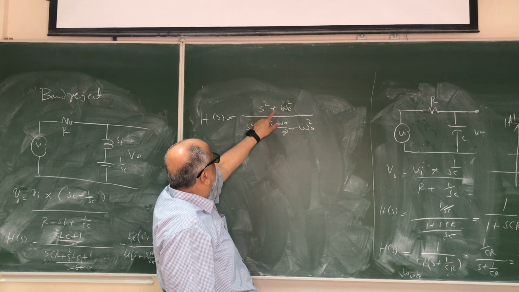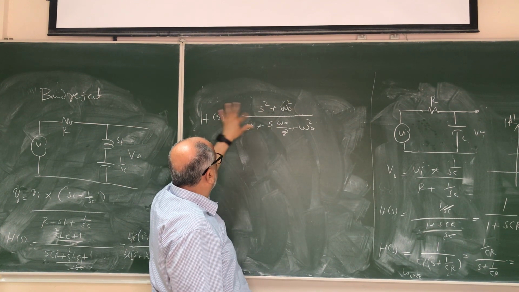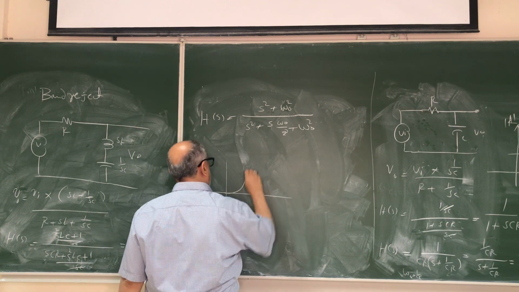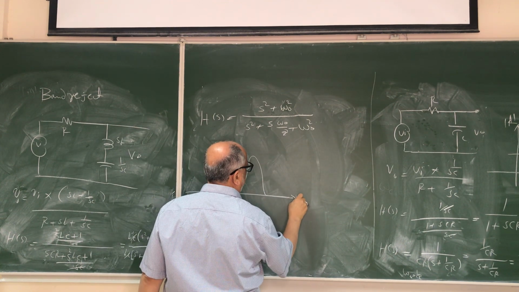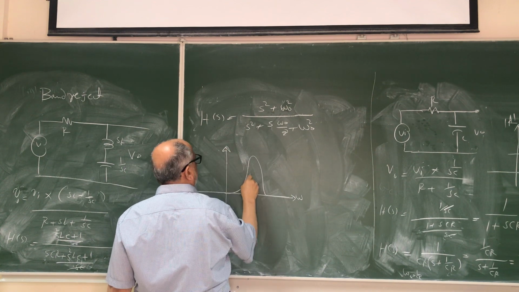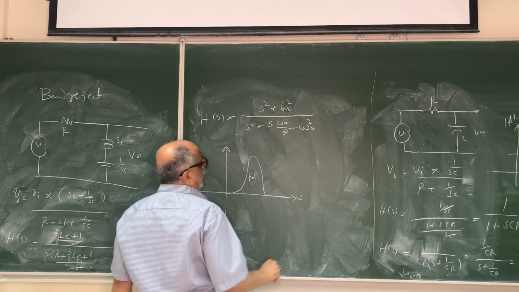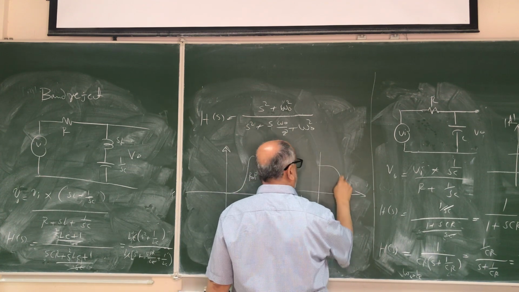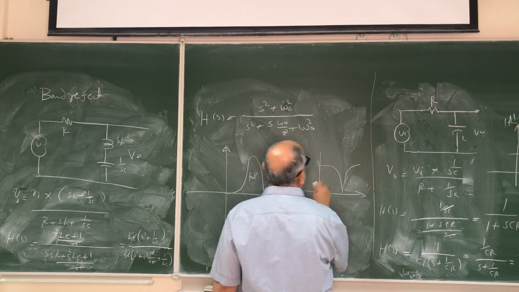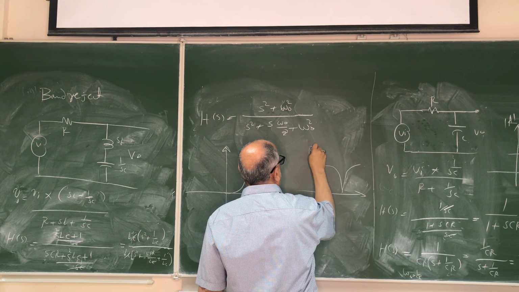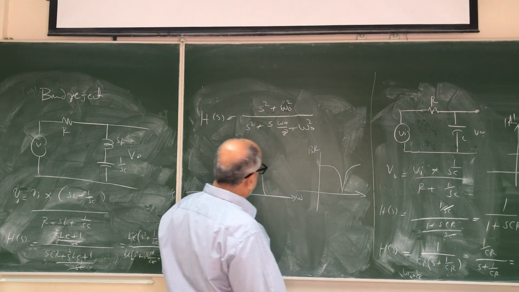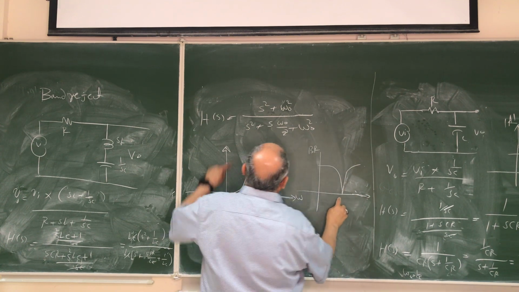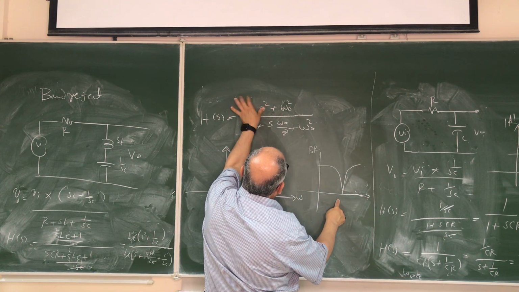So at a frequency equal to omega naught, the H of S will become 0. So you can see that this is the band pass response. Okay, that is A. So this is band pass, and this will be a band reject. So this is the band reject response as a function of omega. At a frequency omega naught, this becomes 0.